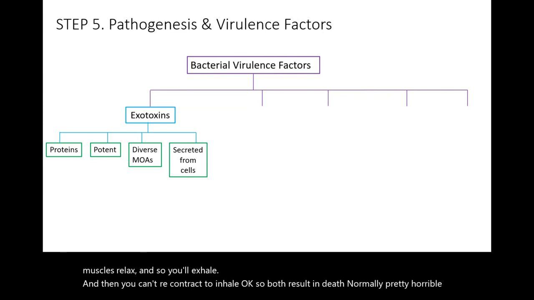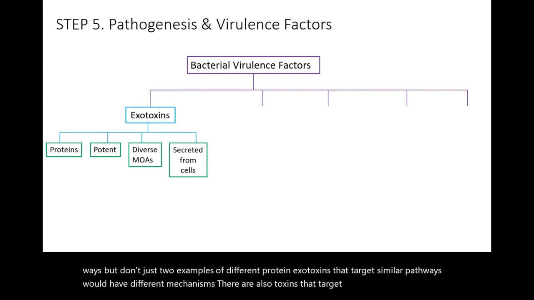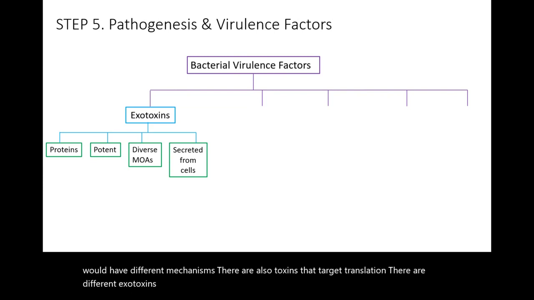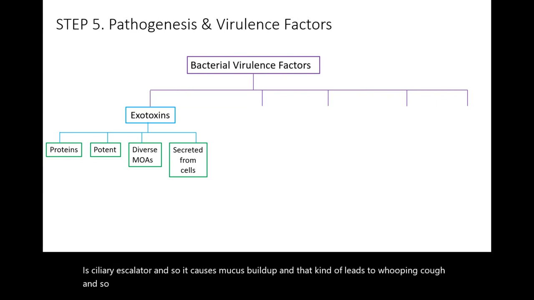But those are just 2 examples of different protein exotoxins that target similar pathways but have different mechanisms. There are also toxins that target translation. There are different exotoxins that damage blood capillaries under the skin, causing a rash. Others target the ciliary escalator, and so it causes mucus buildup, and that leads to whooping cough. And so exotoxins are very, very diverse.